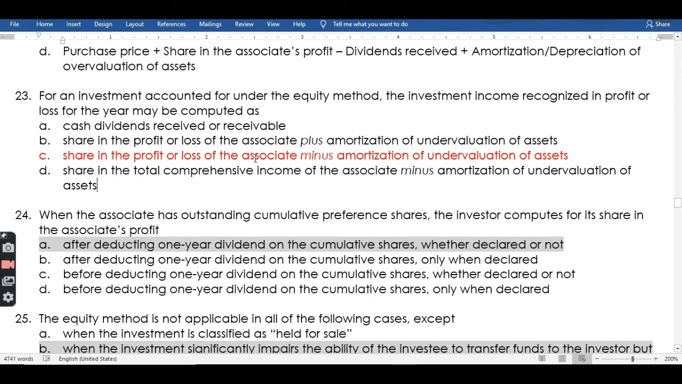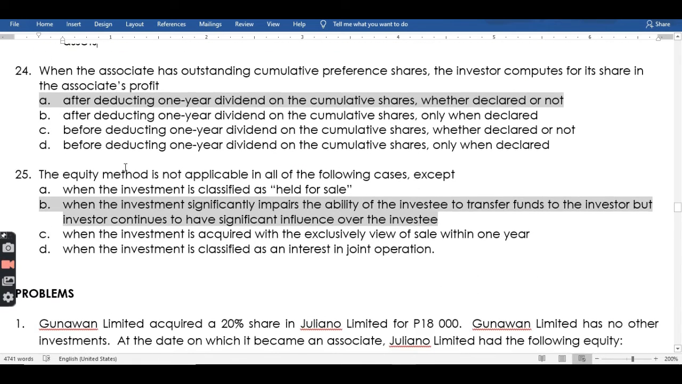Kasi kapag may share ka in profit or loss, okay, kapag undervalued yung asset mo, ibig sabihin kulang yung depreciation. So, kung kulang yung depreciation or amortization, then kailangan mo pang dagdagan. So, in that case, kapag may share ka in profit or loss of the associate, ibawas mo naman yung kulang pa or yung hindi pa na amortize or na depreciate. May ganyan din tayong example dun sa baba later on. So, letter C ang sagot dyan.